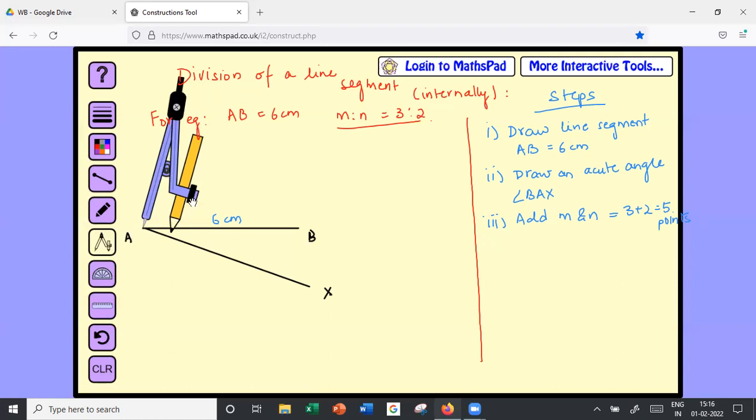Okay. So you just take any random measure on your compass, anything is fine. If you've made a tiny line AX, if your AX length is tiny, then take a smaller distance on your compass. Don't take a larger one because you need to make 5 points on the line AX. Okay. And now you can just start making.